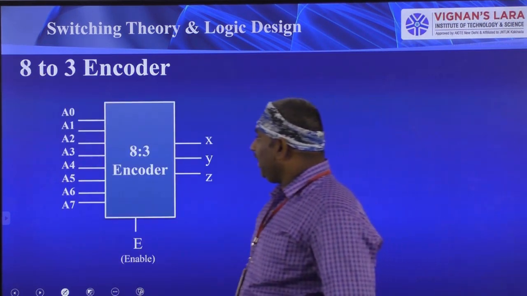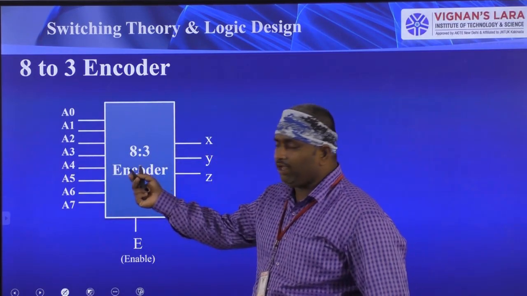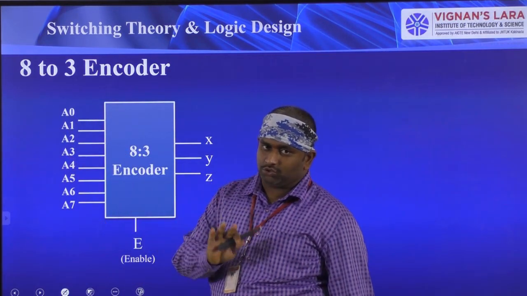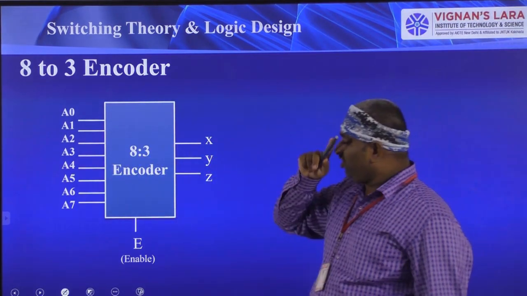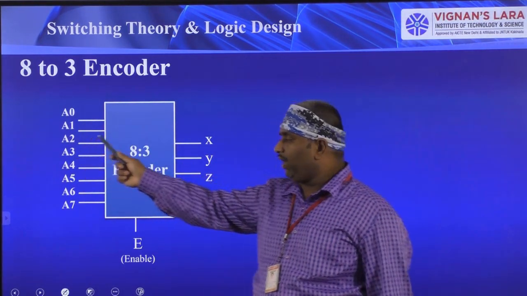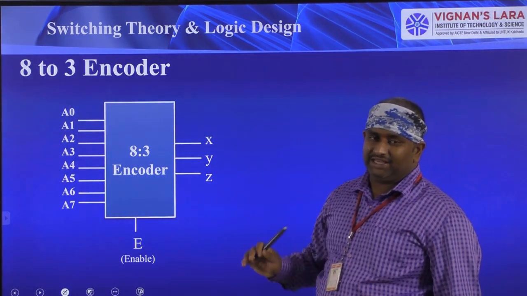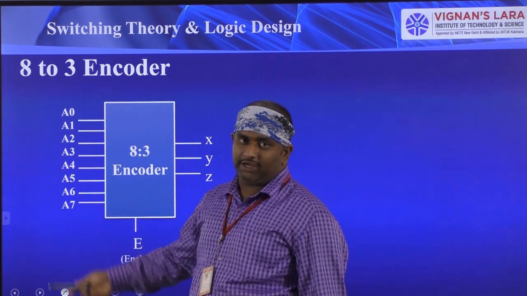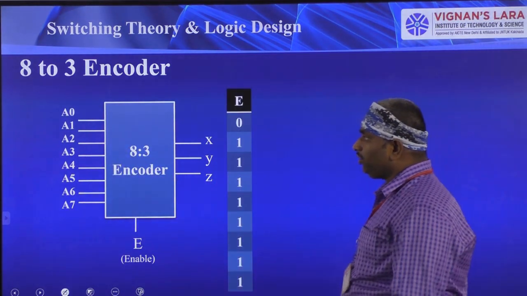Now coming to the 8 to 3 encoder. In the same way as the 4 to 2 encoder we have learned, the 8 to 3 encoder is also available. Here the condition is that any one of the inputs is going to switch on. Next coming to X, Y, Z. If A0 is equal to 1, XYZ we are representing as 0, 0, 0. If A1 is equal to 1 and all the remaining inputs are 0, then XYZ we are representing as 0, 0, 1. That is, by using 3 bits we can represent 8 possible combinations. So here we have a total of 8 inputs. By condition, any one of the inputs is going to switch on and all the remaining inputs are going to switch off.